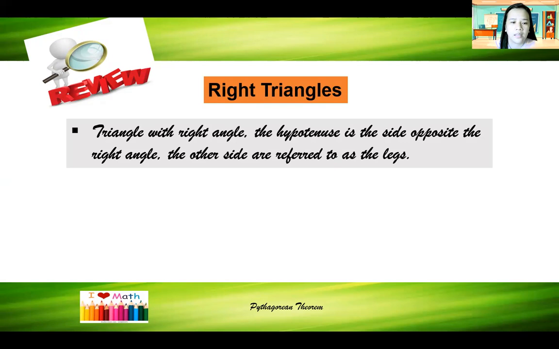Let us have a quick review. What is a right triangle? It is a triangle with a right angle. The hypotenuse is the side opposite the right angle. Other sides are referred to as the legs. In the given figure, if this is the right angle, the side opposite to that right angle, which is this one, is what we call the hypotenuse. And the remaining two sides are called legs.